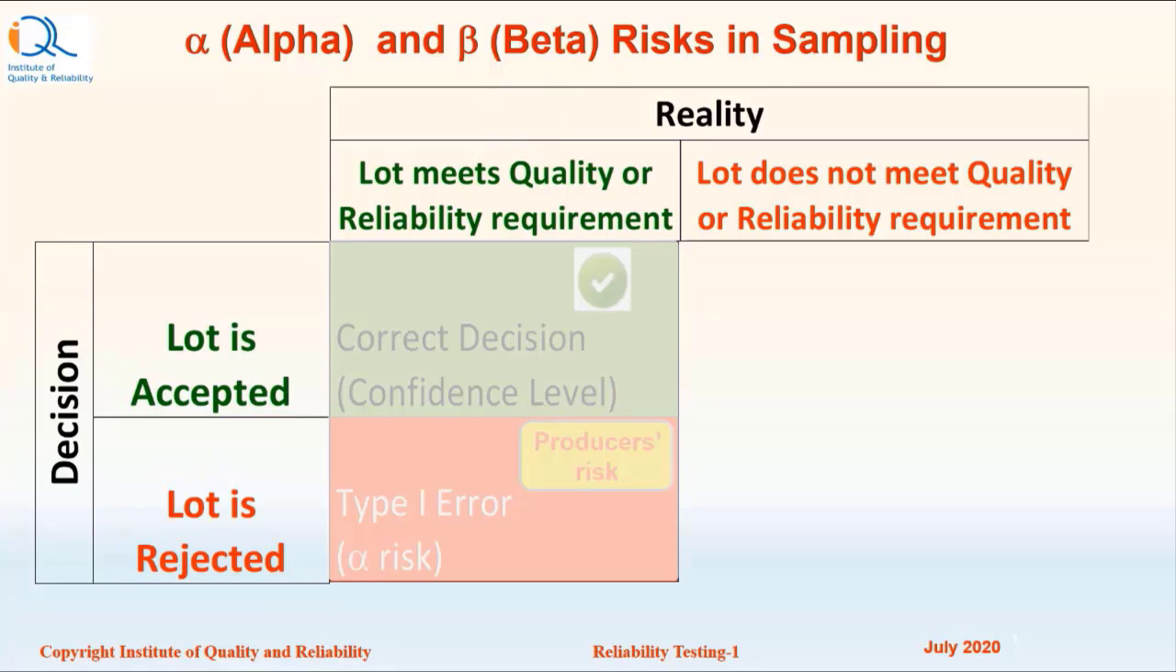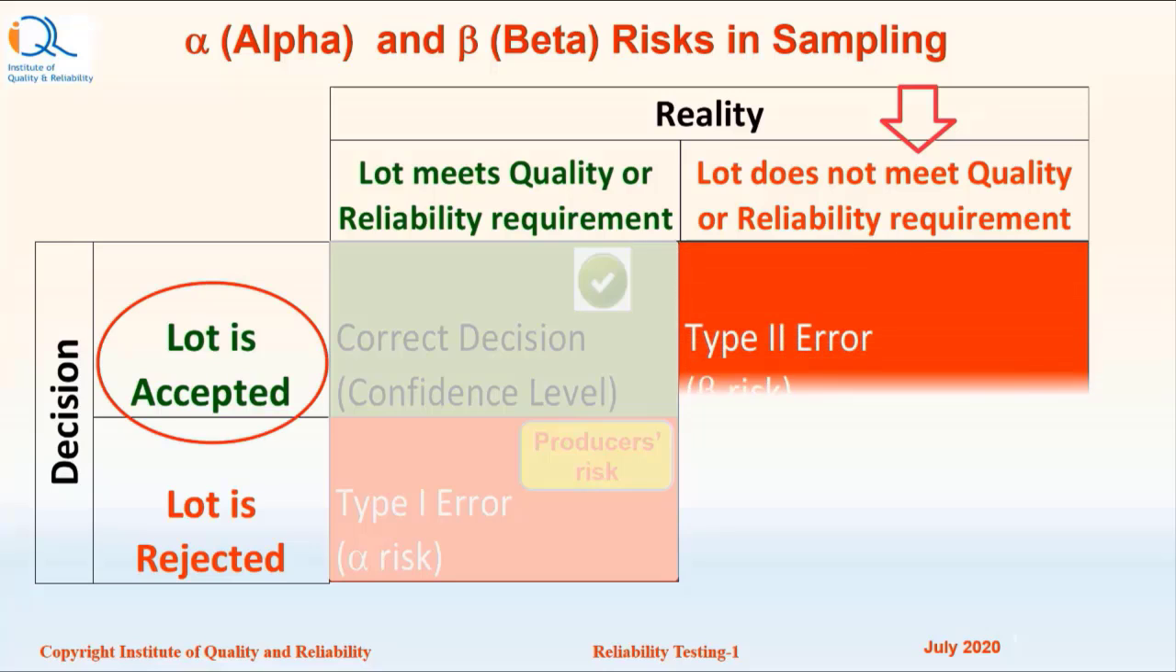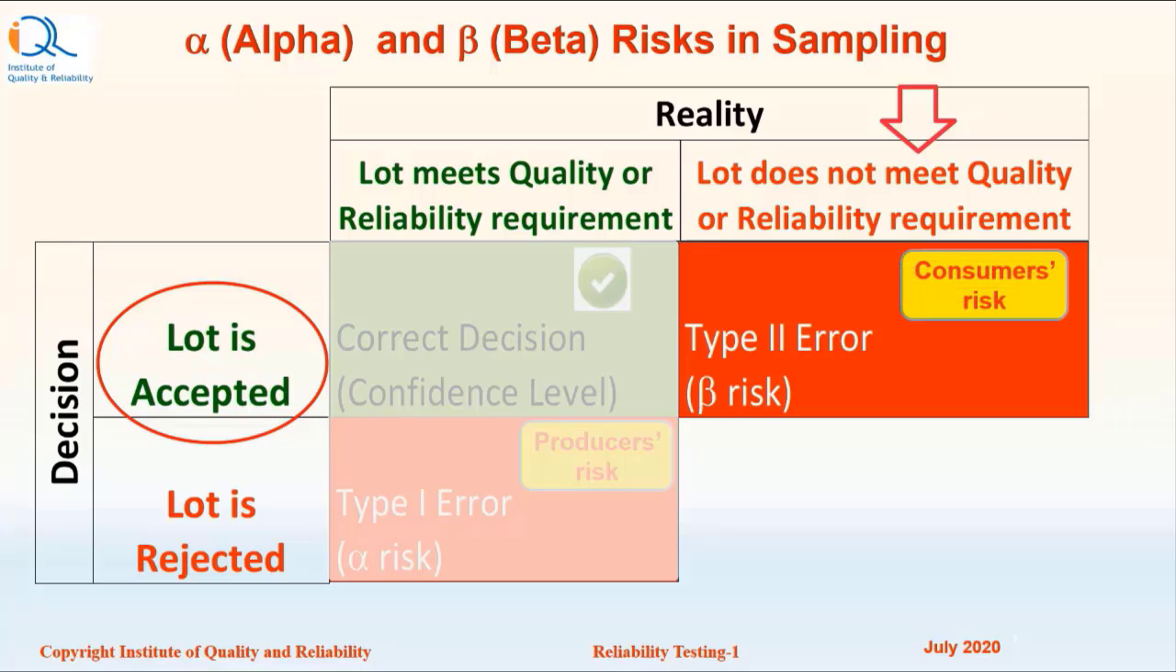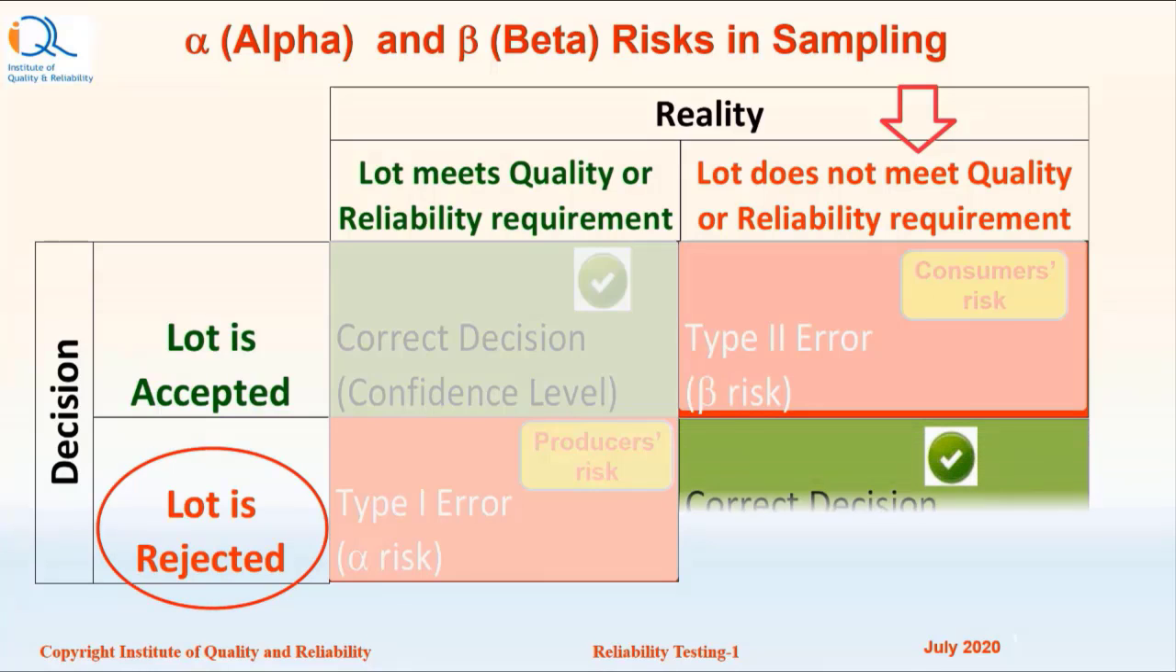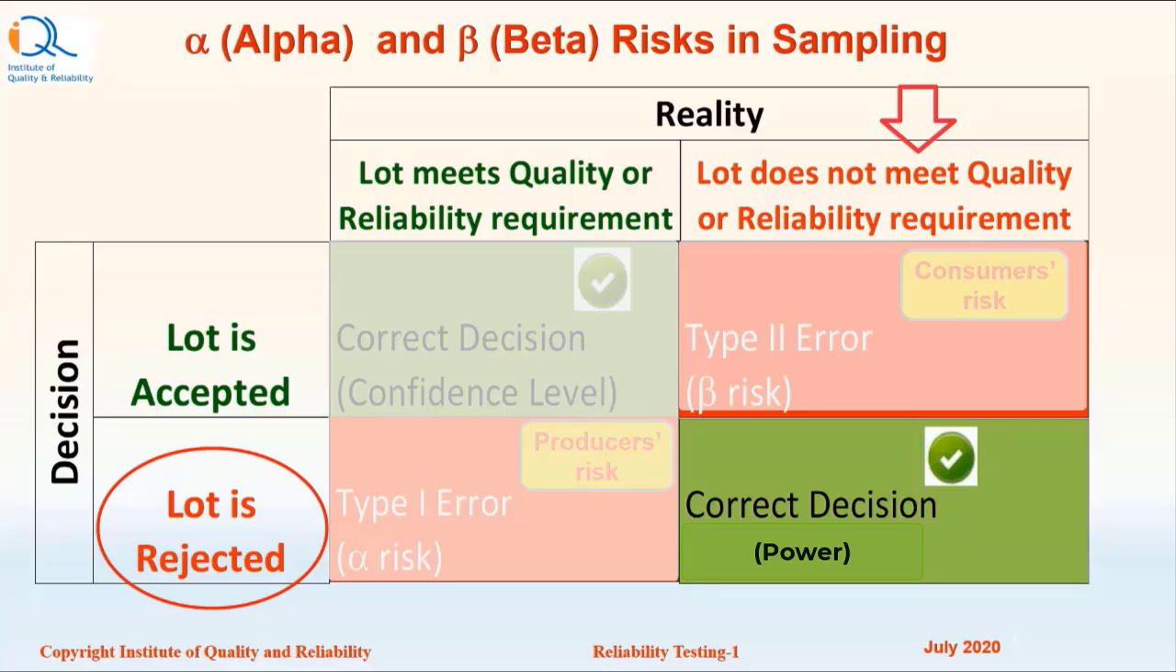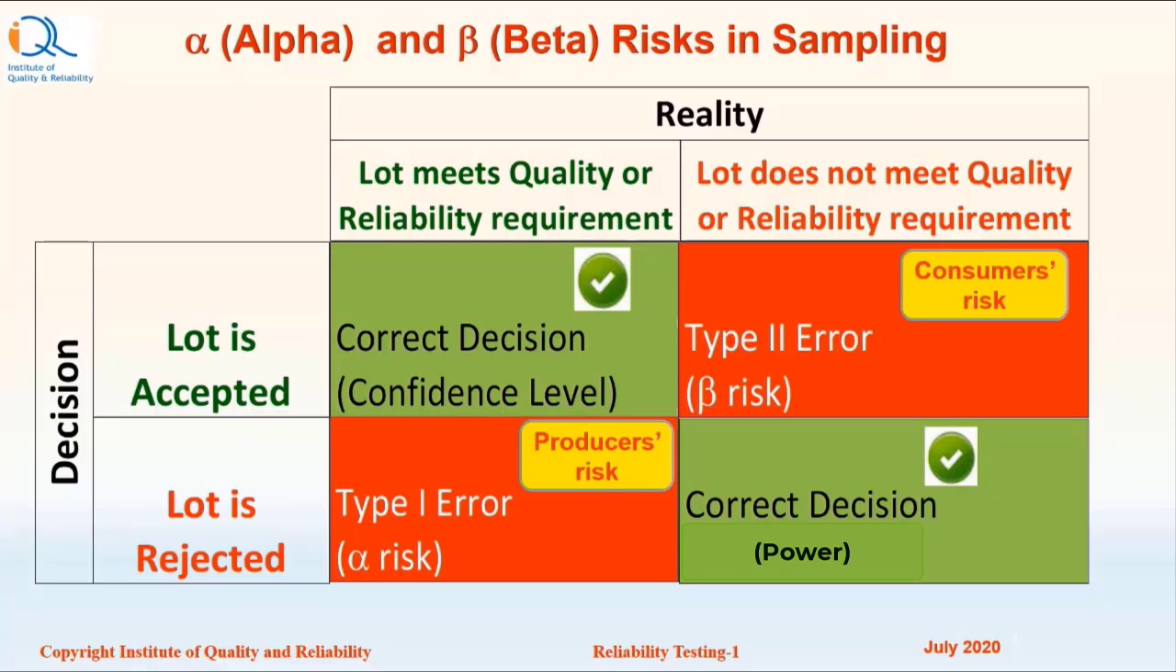Consider the other possible reality. The lot does not meet quality or reliability requirements, and we accept the lot. This would be type 2 error or beta risk, also called consumer's risk in the context of sampling plans. And the last possible decision is lot is rejected when the lot does not meet quality or reliability requirement. This would again be a correct decision, but the probability of this correct decision is called power. Observe the matrix carefully.